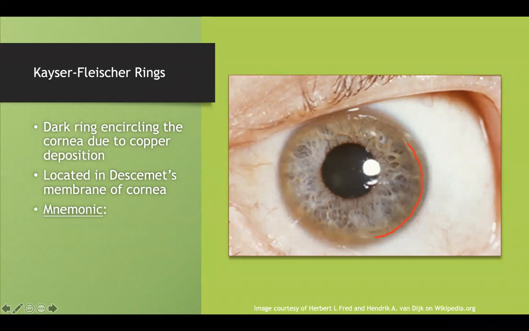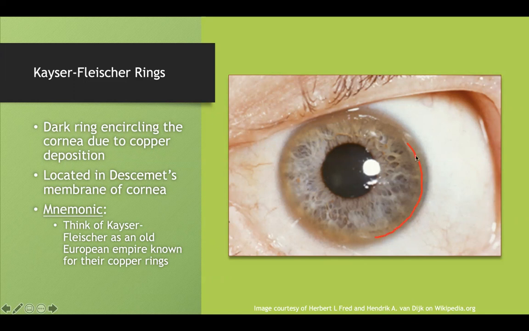And a mnemonic that I thought about with Kayser-Fleischer's ring, to me, Kayser-Fleischer sounds like some old European name, almost like an Austrian empire. It sounds like some sort of empire. And so I always assume that they're known for their copper rings and all the wealth that comes with that. So that's how I remember Kayser-Fleischer rings are associated with copper deposition. And that'll help me remember that it's a complication of Wilson's disease specifically.